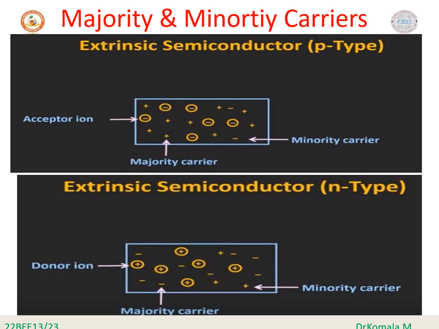Next, coming to the majority and minority charge carriers in N type and P type semiconductors. As shown in the diagram, in an extrinsic P type semiconductor, the majority charge carriers are always positive holes and the minority charge carriers are always negative electrons. The electrons are the acceptor ions in a P type semiconductor. In the N type semiconductor material, the majority charge carriers are negative electrons, whereas the positive holes are the donor ions and the minority charge carriers are positive holes.